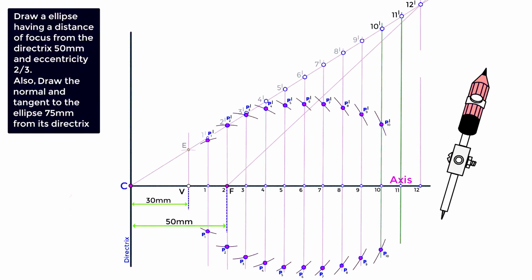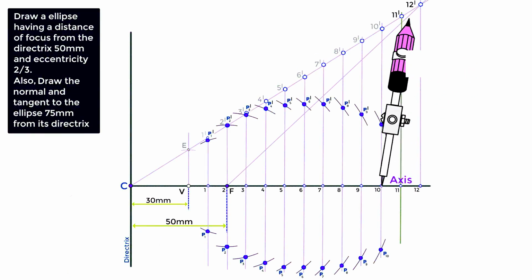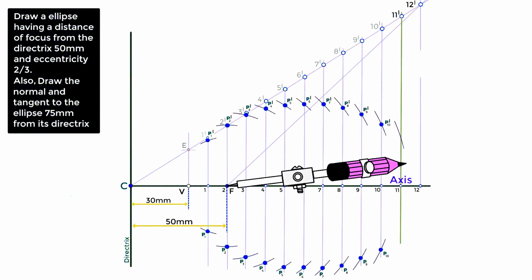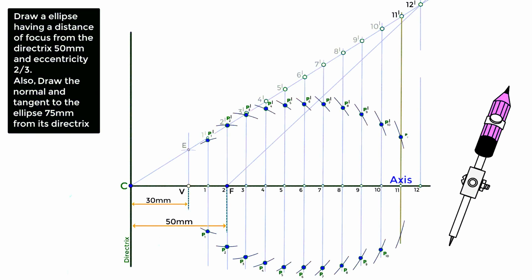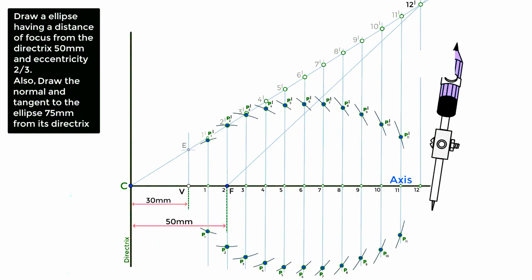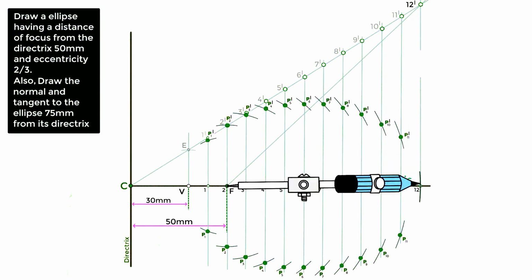Next, take the length between 11 to 11 dash on a compass, and cut arcs on line 11 to 11 dash. Mark this point as P11 dash and this point as P11. At last, take the length between 12 to 12 dash on a compass, and cut an arc on line 12 to 12 dash. This point will come on the axis. Mark this point as P12.